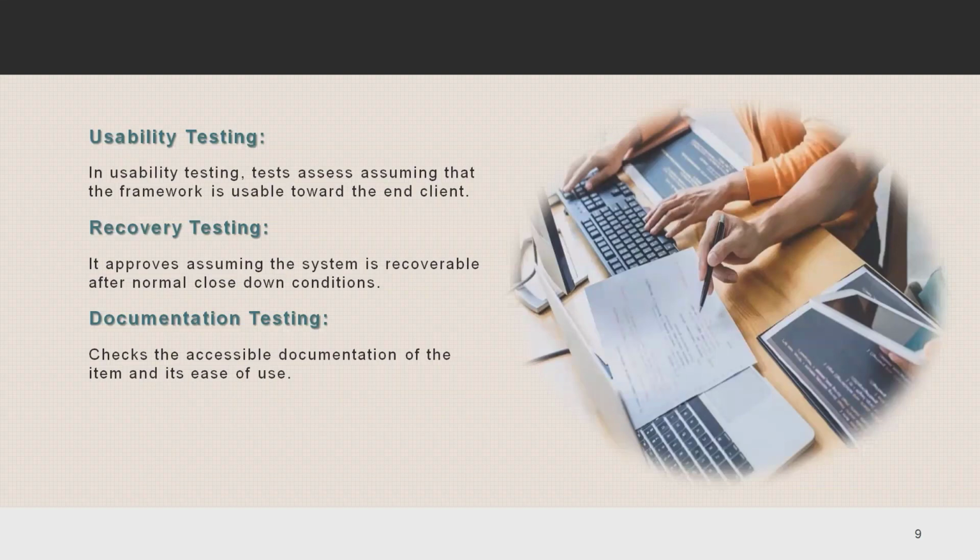To do system testing, we also have to make sure of usability testing, recovery, and documentation. Usability testing assesses whether the system is usable by the end client. If any differences are found as per the BRD document, they should be reported to the end users, so that if they want to have that functionality, they can keep it. Otherwise, they will ask the developer to remove it.